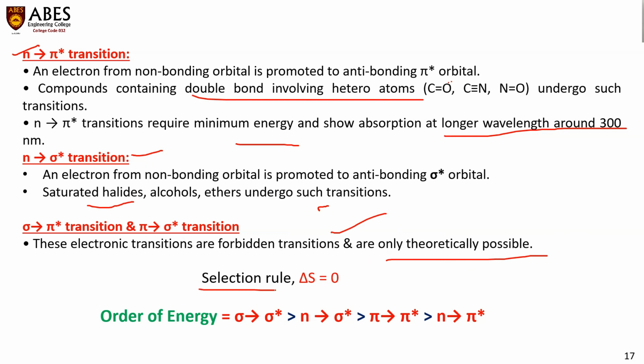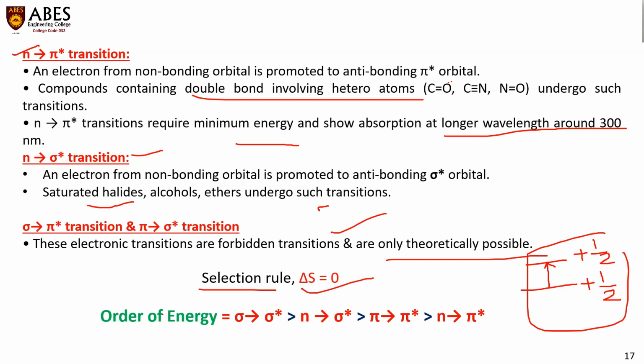And what is the selection rule? When an electron is excited from the ground state to the excited state, it should have the same spin. If the electron has minus half spin in the ground state, it should have minus half spin in the excited state. If it has plus half spin in the ground state, it should have plus half in the excited state. So the overall delta is 0.